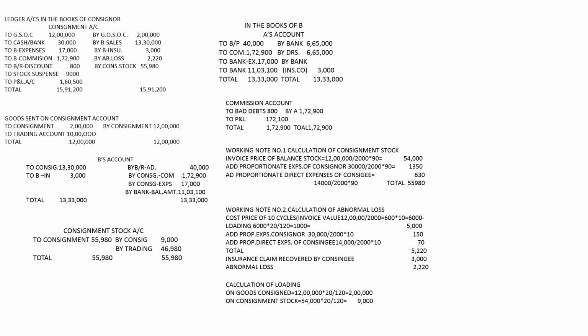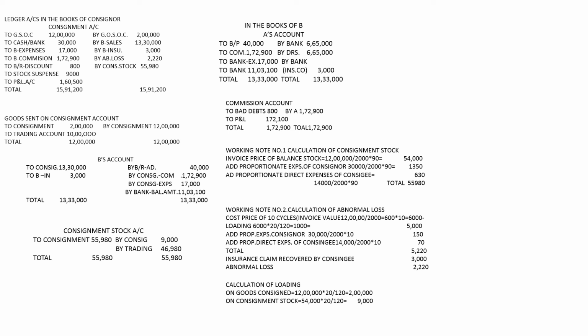Now in B's account on the credit side, by BR, he has given advance of 40,000. Then by consignment commission, how much commission is getting? 1,72,900. Then by consignee expenses 17,000. By bank balance 11,03,100. Total of both sides is coming 13,33,000, 13,33,000.